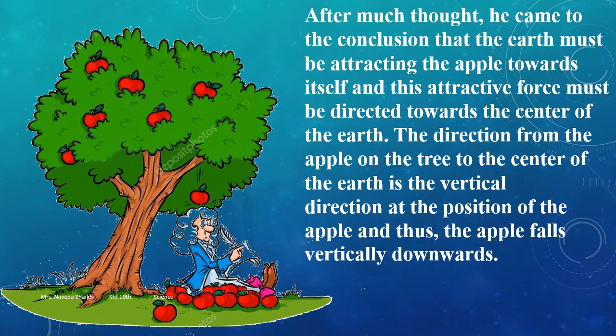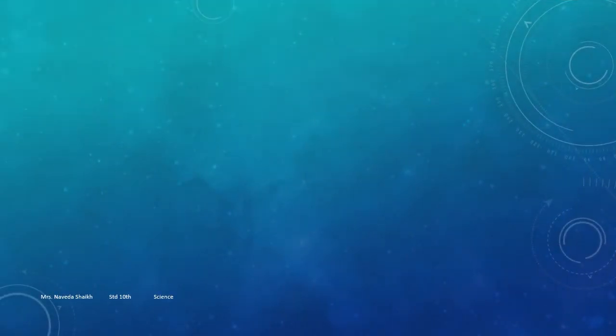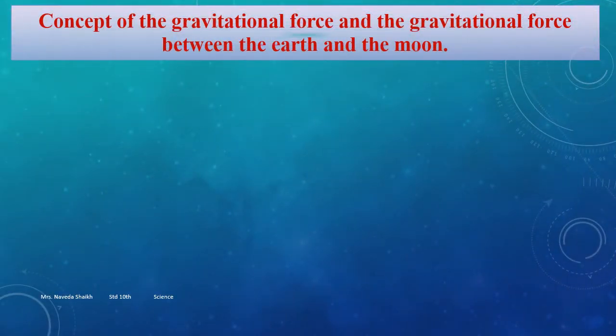Okay, so this center is attracting things towards itself, and that is the reason whenever anything falls, it falls straight vertically downwards. Okay, so the direction from the apple on the tree to the center of the earth is the vertical direction at the position of the apple, and thus the apple falls vertically downwards. I hope things are okay. Let's move ahead and see something interesting.